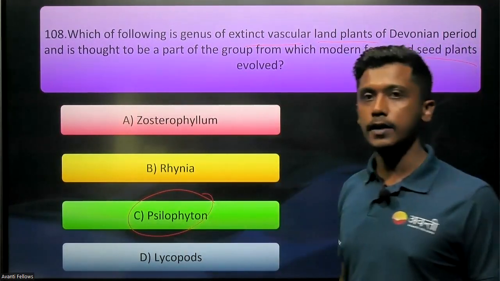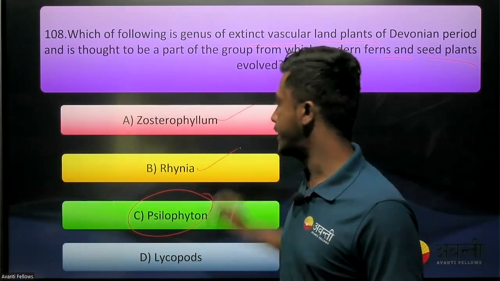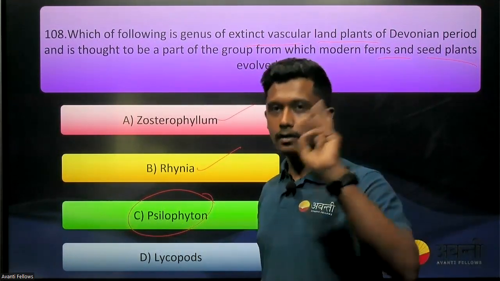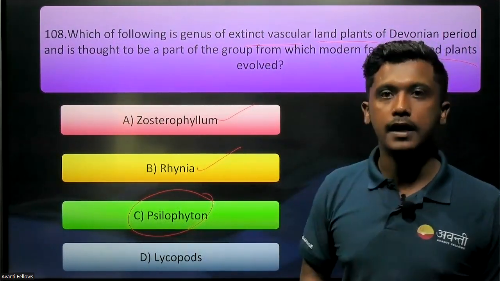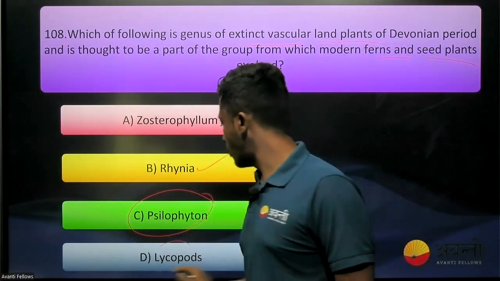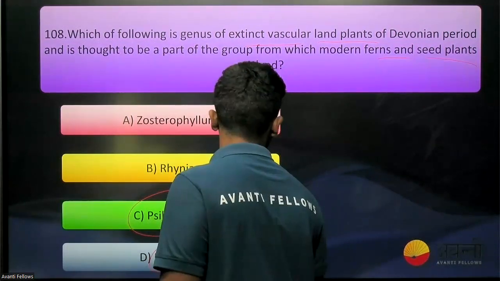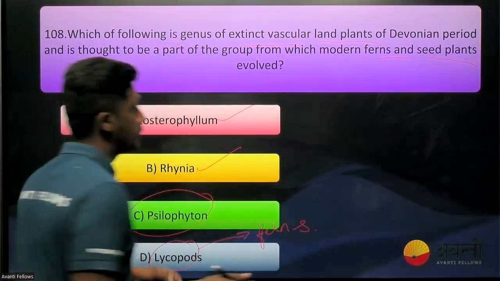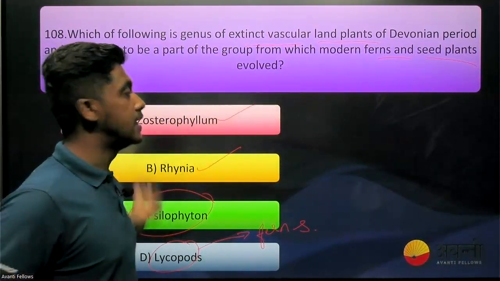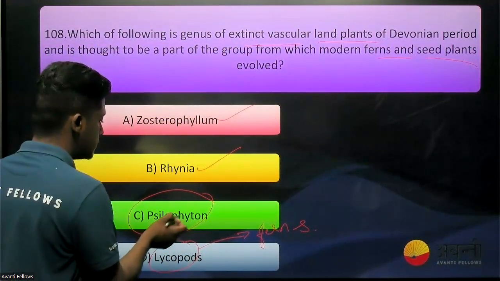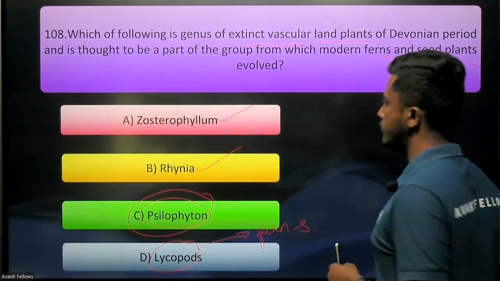Okay, they are found in the Devonian period. When we look at Zosterophyllum and Rhynia, both of them were found in the Devonian period, but they are not the ancestors of the current vascular plants. Now, lycopods represent ferns, so they are not related to this. All are vascular plants only, but the current ancestor of the ferns and the seeded plants evolved through Psilophytum. So our option is option C.